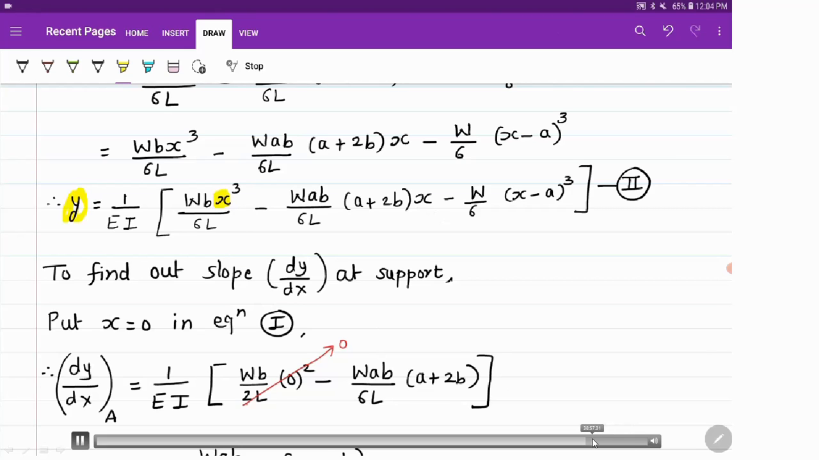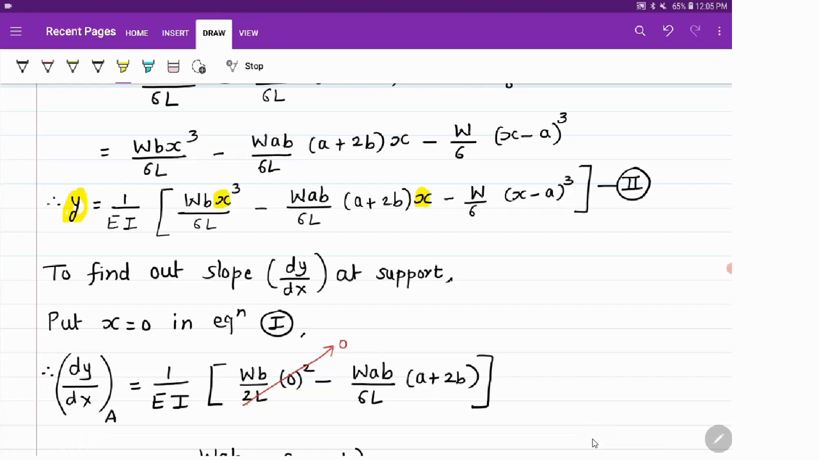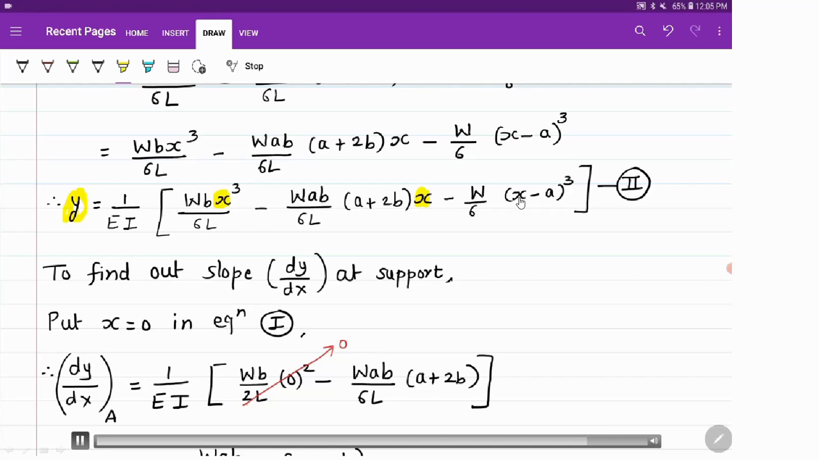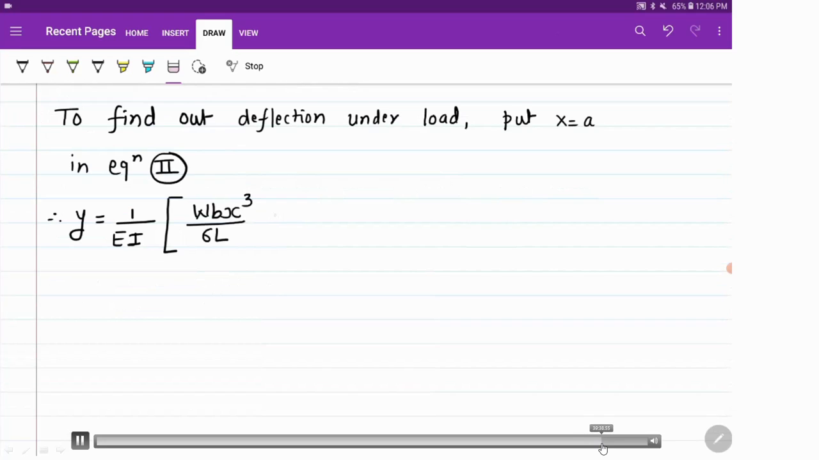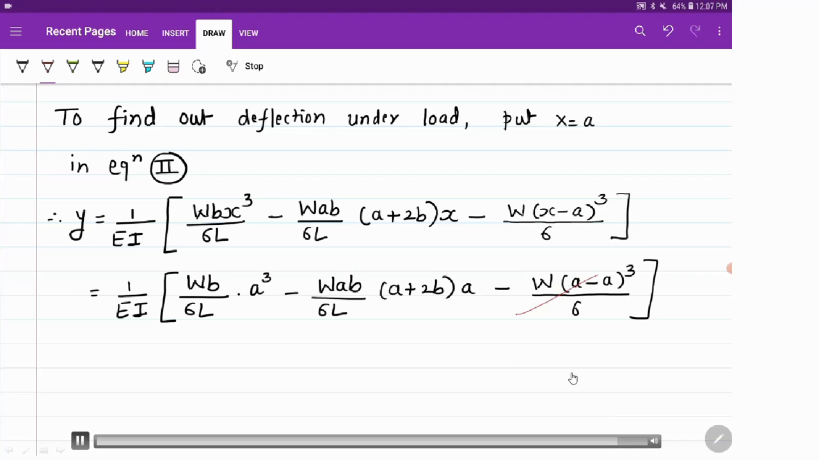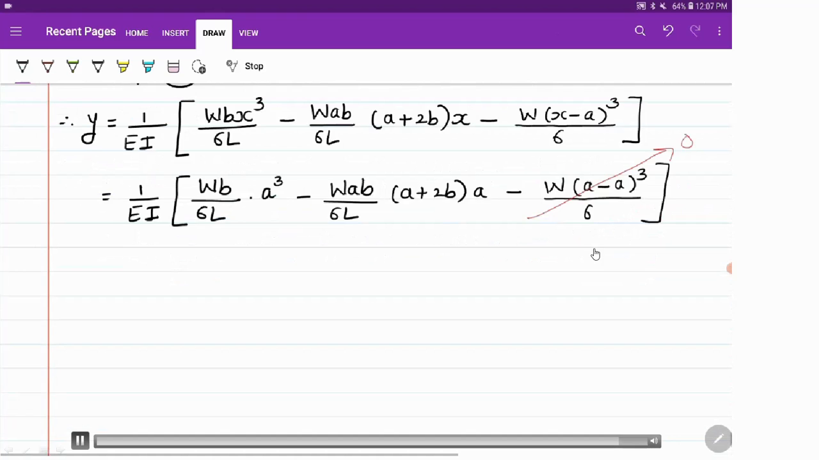So let us substitute that value. In place of x, we have to substitute A, so that we'll get the deflection at that particular point, that is y at x is equal to A. Now here it is A minus A, so this term will vanish. So only two terms we have to consider. So let us consider those particular terms. So WB x cubed by 6L. As we have just now seen, in place of x, if you substitute A, then this third term will vanish.